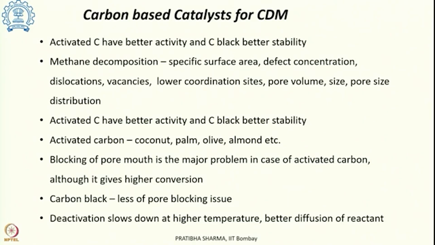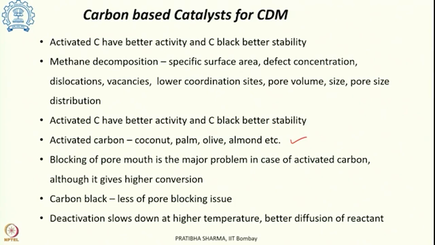When it comes to the use of these disordered carbon catalysts for methane decomposition, the specific surface area, defect concentration, that is, the dislocations, vacancies, the lower coordination sites, pore volume, the size of the catalyst, and their pore size distribution all impact the methane decomposition process. Activated carbon, from which source does it arise? Which raw material it is prepared from, whether it is coconut shell or palm or olive or almond, affects the final product which is formed.